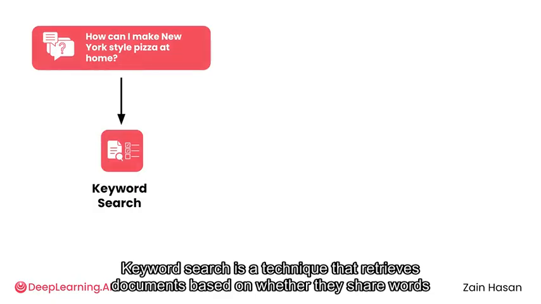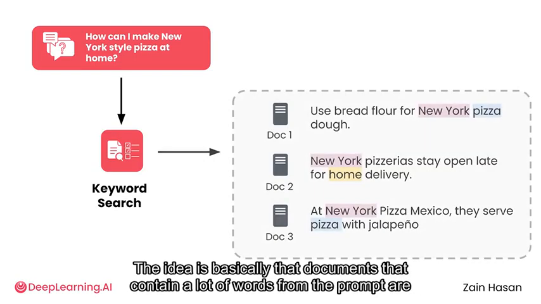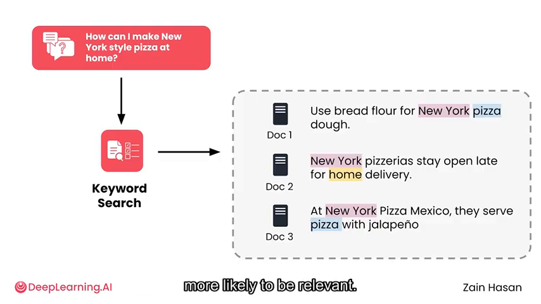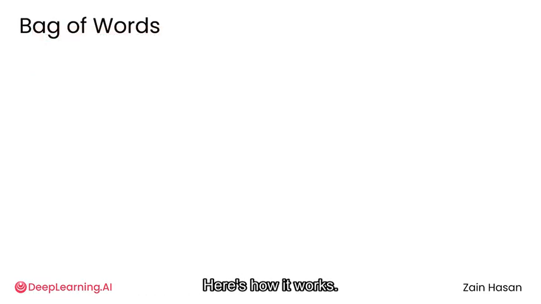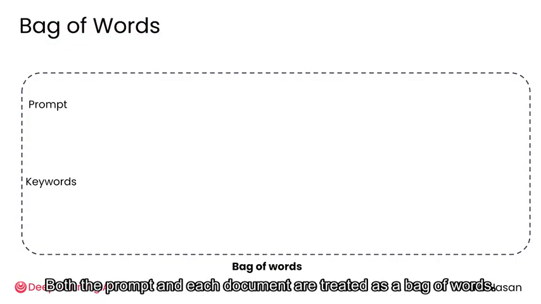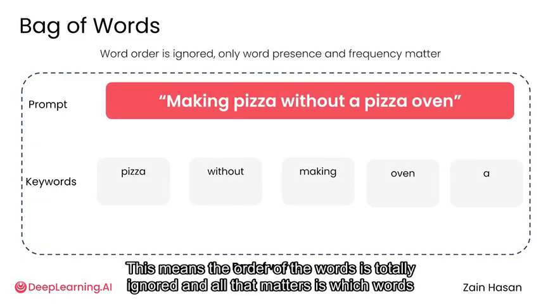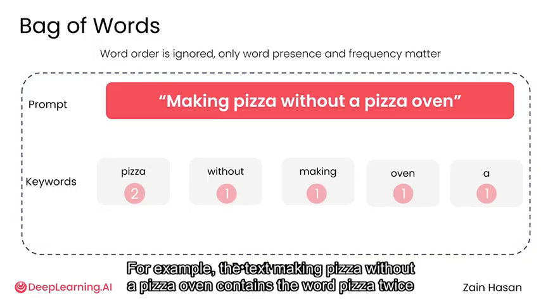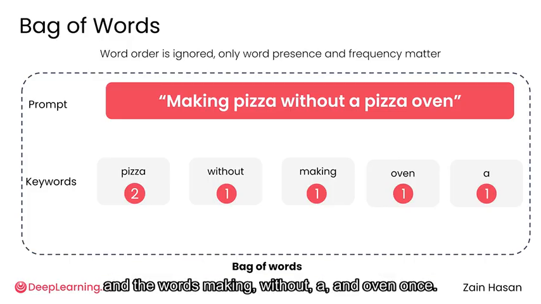Keyword search is a technique that retrieves documents based on whether they share words in common with the prompt. The idea is basically that documents that contain a lot of words from the prompt are more likely to be relevant. Here's how it works. Both the prompt and each document are treated as a bag of words. This means the order of the words is totally ignored, and all that matters is which words are in the text and how often. For example, the text "making pizza without a pizza oven" contains the word pizza twice and the words making, without, a, and oven once.